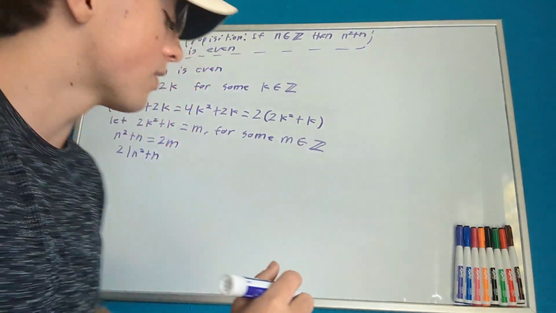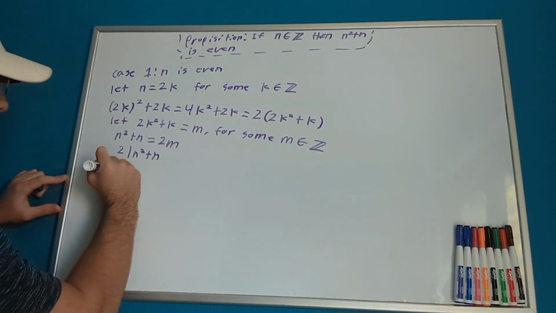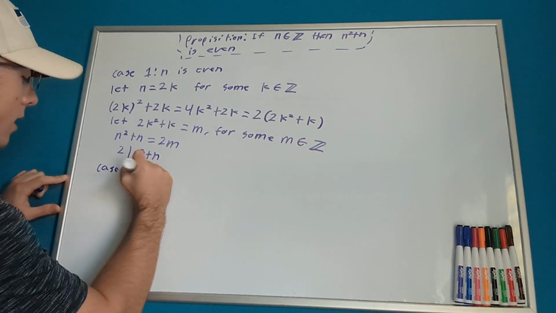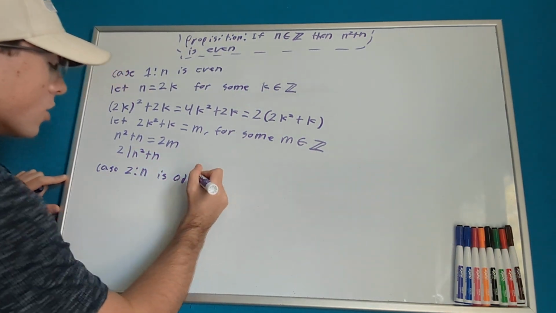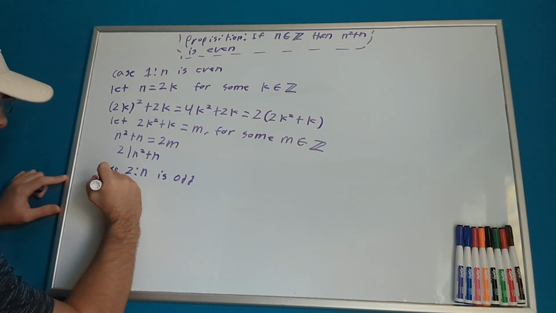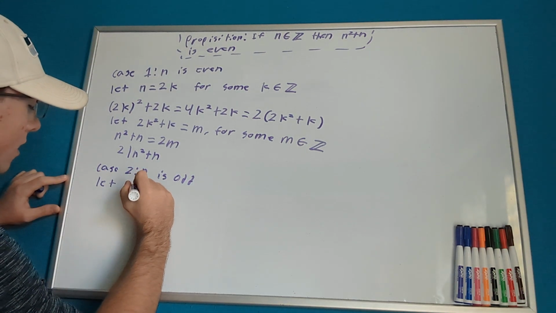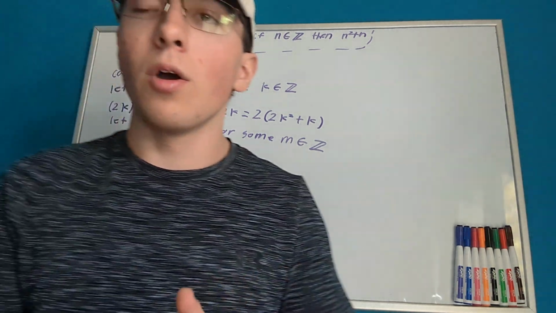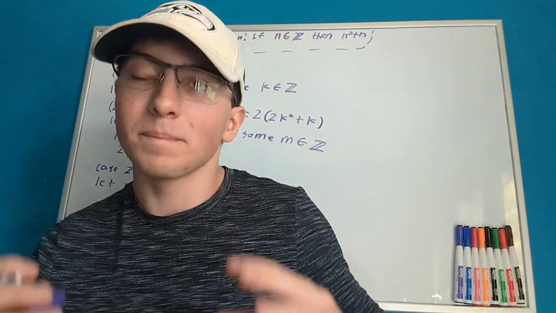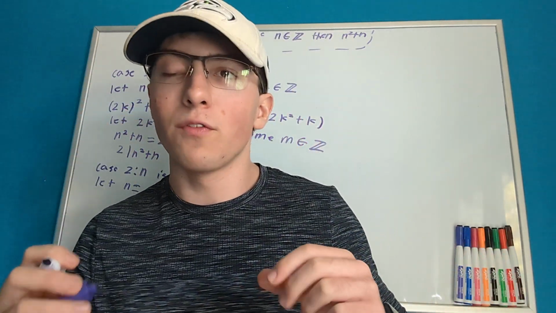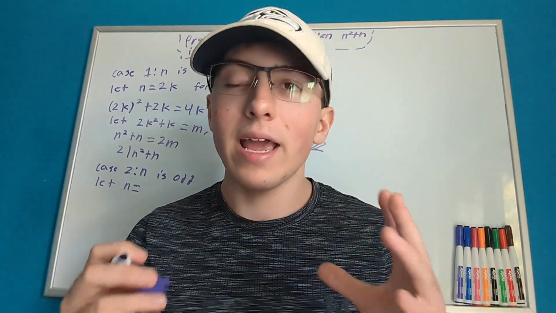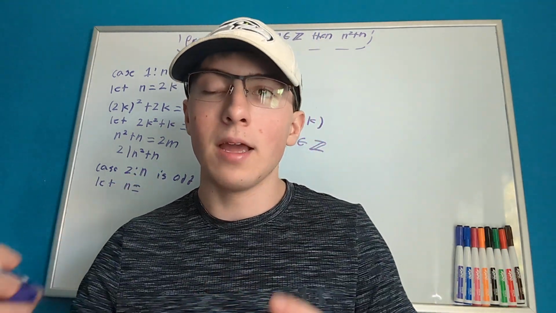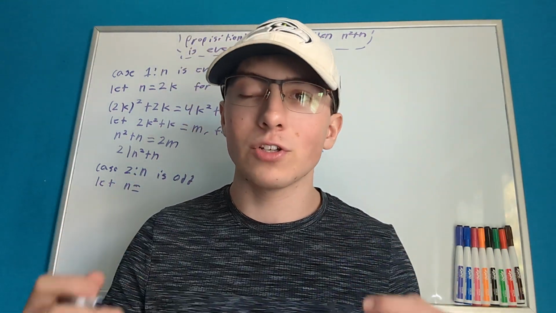Now we're going to do the same thing, but for odd. So now we have case 2. N is odd. So now once again, what does it mean for something to be odd? Well, when something is odd, that means if you subtract 1 from it, it will be divisible by 2. So we can say we're going to let n equal 2k minus 1. That's the definition of being odd.